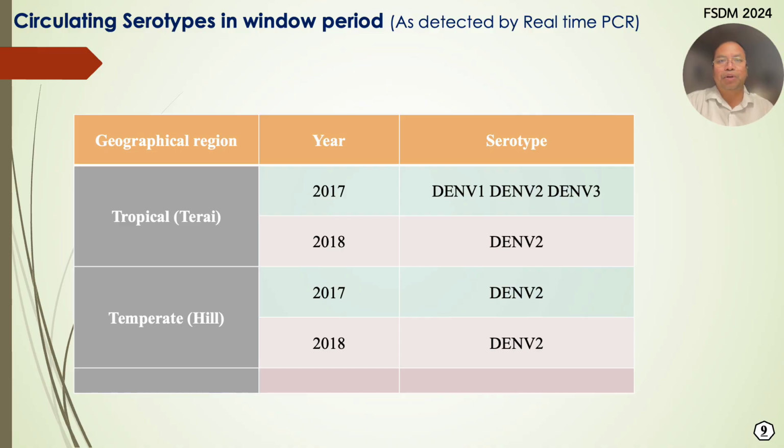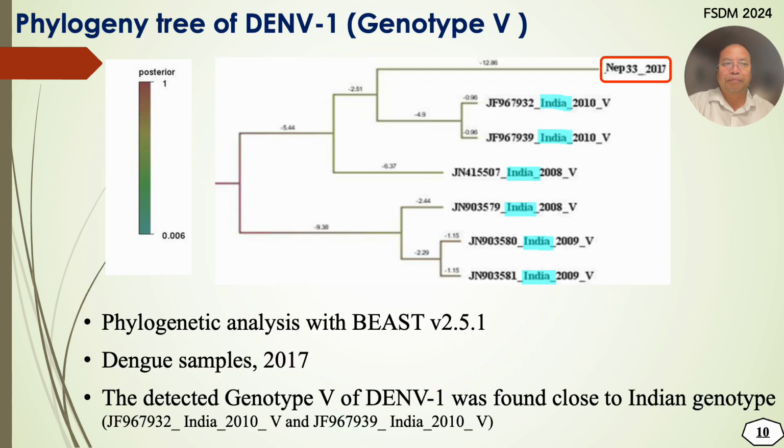Circulating serotype in the window period as detected by real-time PCR. In 2017, in the tropical Tarai area, dengue 1, dengue 2 and dengue 3 were seen. In 2018, dengue 2 is seen, and in temperate hill regions only dengue 2 is seen.